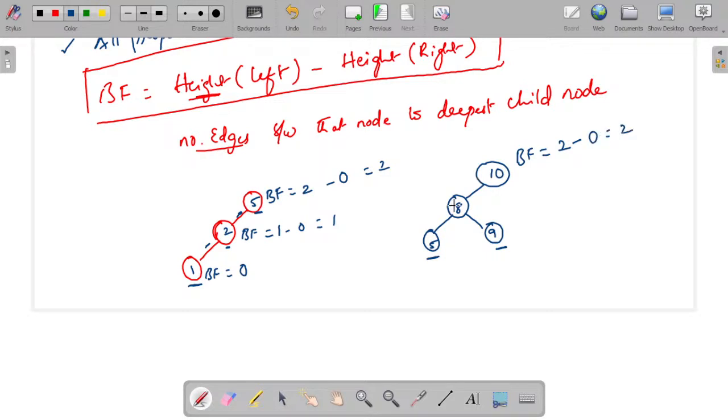Whereas for this particular node, it is going to be 1 on the left side and 1 on the right side, so it is 0. And here the leaf nodes will always have balance factors of zero. Right?